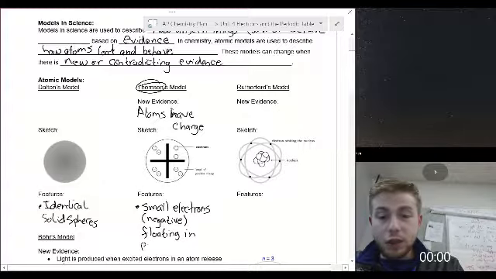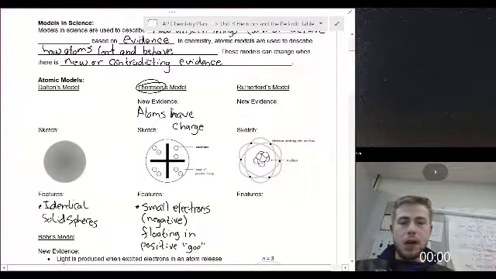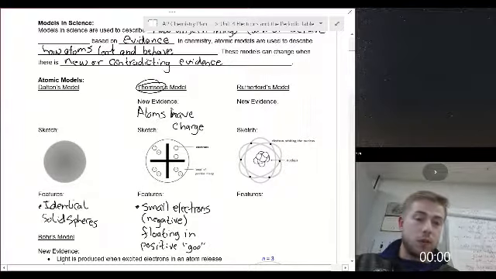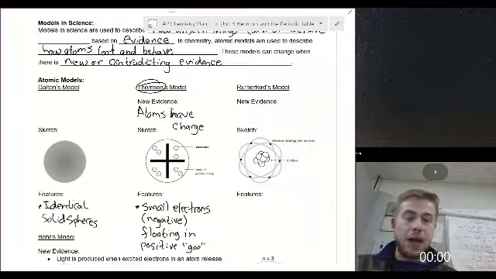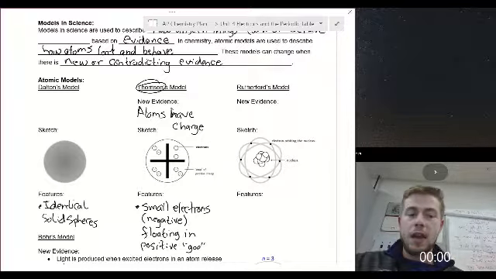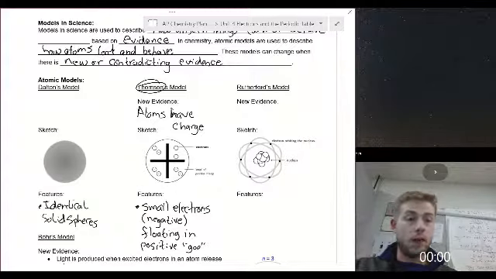Floating in positive goo. I'll put in parentheses, goo. Okay. So that was the model of the atom at that time. However, again, as time went on, people were studying the atom more and more, and they found evidence that didn't quite fit with that model. In science, we always have to change a model if it does not fit the evidence. So we have to change it so it does fit the evidence.